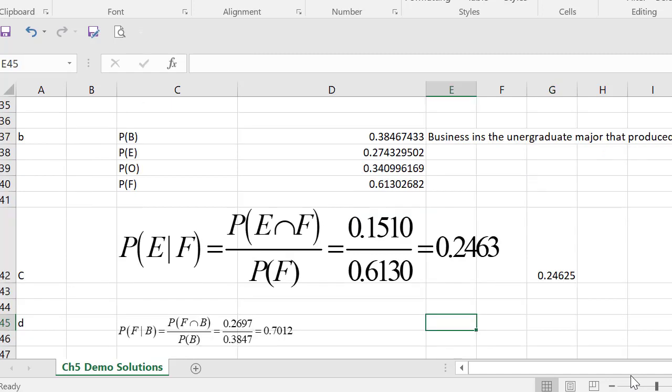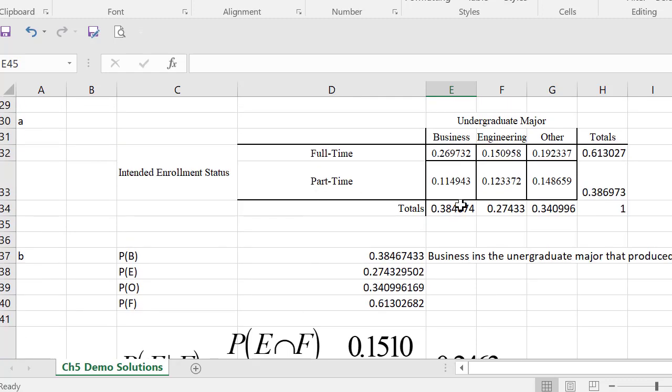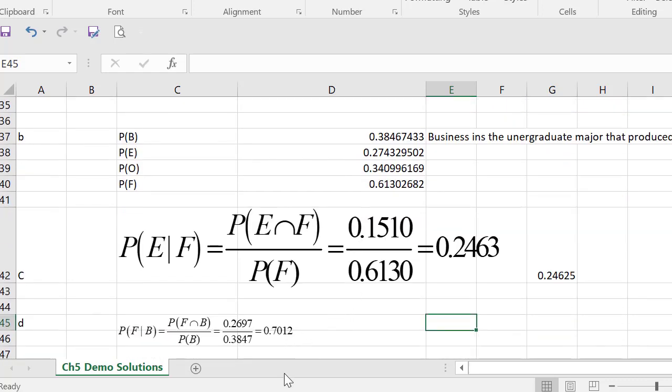Part D says, what if a student was an undergraduate business major? So we're looking at business majors. If we look at our joint probability table, that's going to be this one, 38.46%. What is the probability that the student intends to attend class full-time in pursuit of an MBA degree? You write that out as the probability of full-time given that they're a business major.